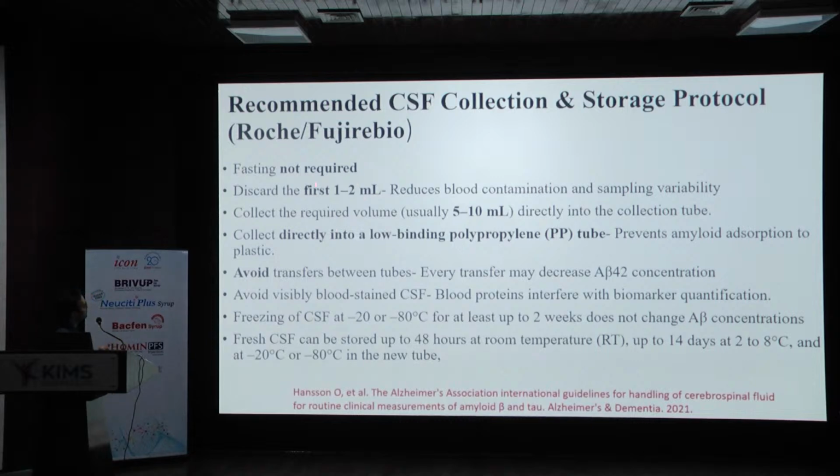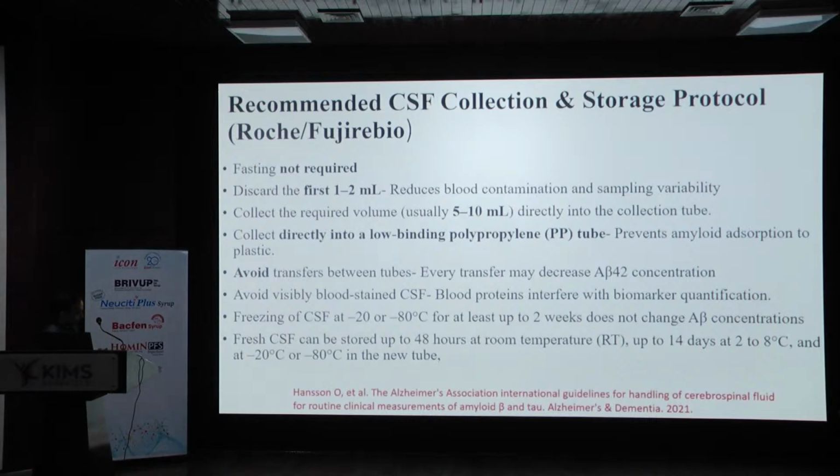See, they say fasting is not required. You have to discard the first 1 or 2 ml of CSF because it reduces the blood contamination and sampling variability. And then you need to collect the required volume, 5 to 10 ml. You may collect more. But this is important. You need to collect in a specific tube which they are giving because it prevents amyloid adsorption to the plastic. A beta 42, they say, is very sticky. It gets attached to the vial.